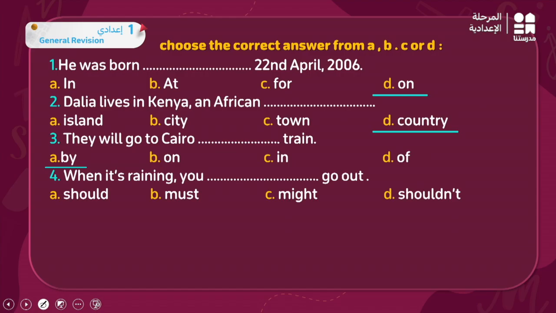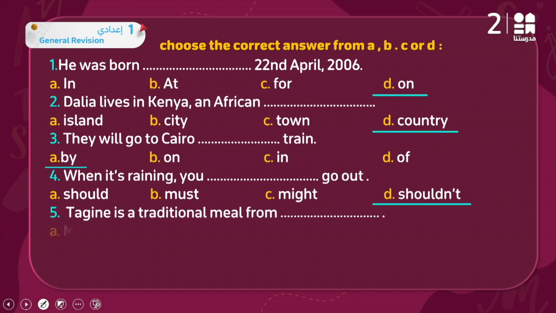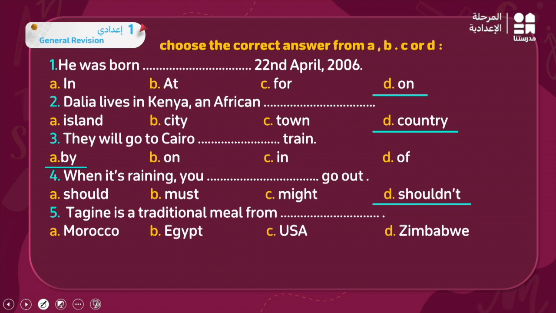Number 4. When it's raining, you space go out. Should, must, might, or shouldn't. Look at the meaning. Of course, you shouldn't go out. Number 5. Tagine is a traditional meal from space: Morocco, Egypt, USA, or Zimbabwe. So it's of course from Morocco. It's one of their most famous dishes, the tagine.